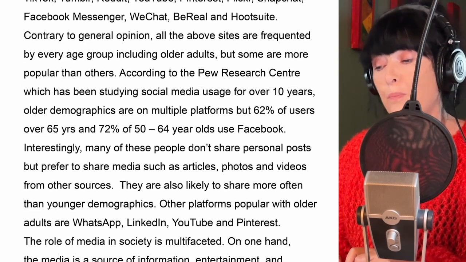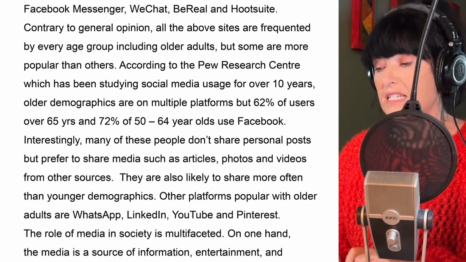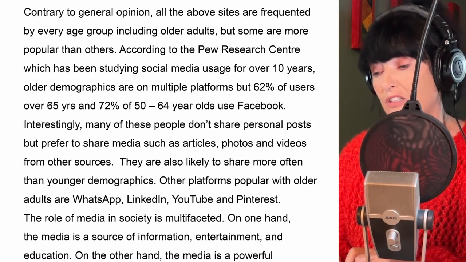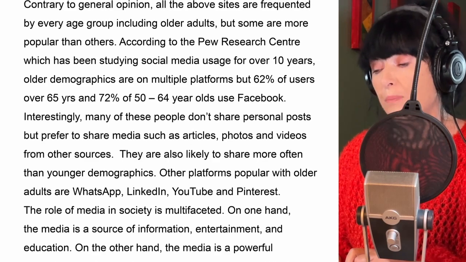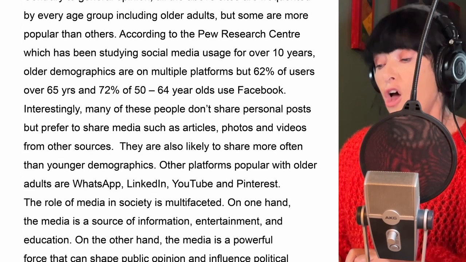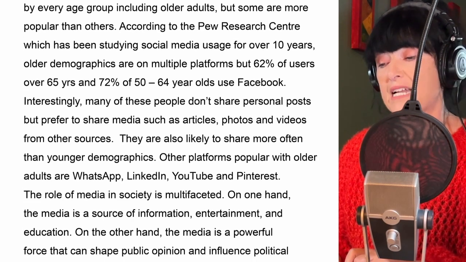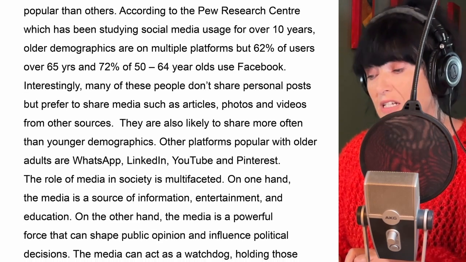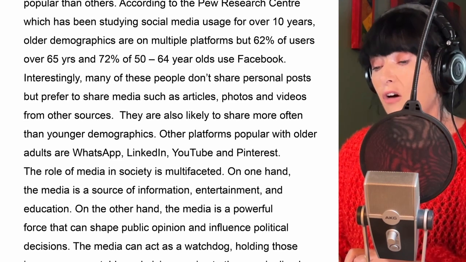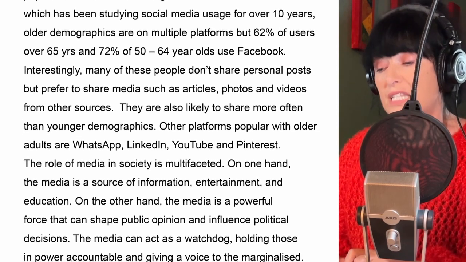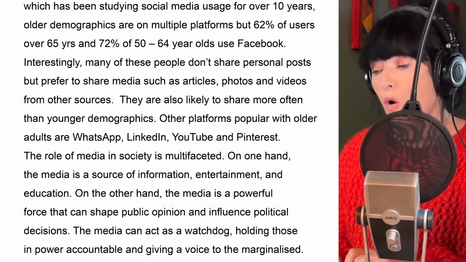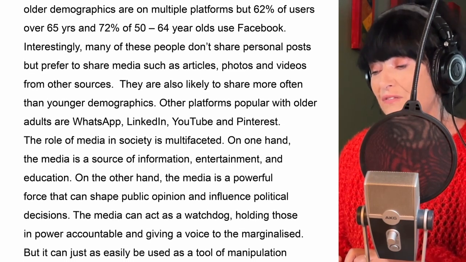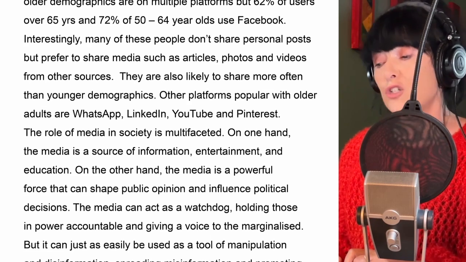Contrary to general opinion, all the above sites are frequented by every age group, including older adults, but some are more popular than others. According to the Pew Research Center, which has been studying social media usage for over 10 years, older demographics are on multiple platforms, but 62% of users over 65 years and 72% of 50 to 64 year olds use Facebook.